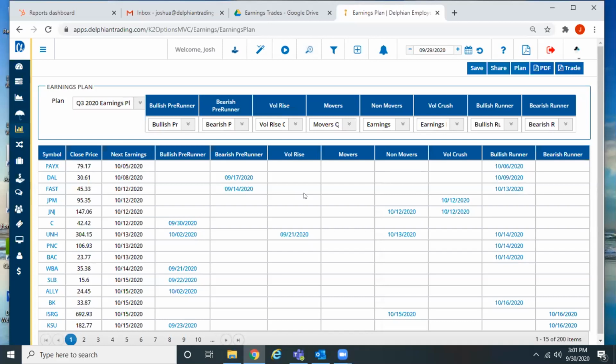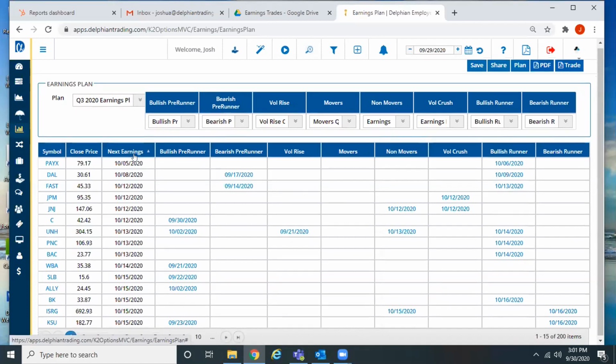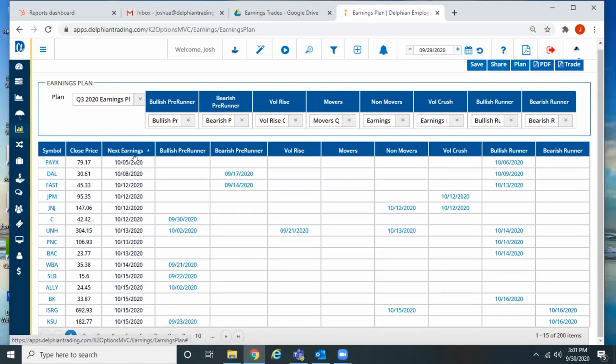This is Chuck. I've been doing the bullish pre-runners. Any problems? No, no problems. I haven't tracked these. I think me and Shawn just need to track each one of these.